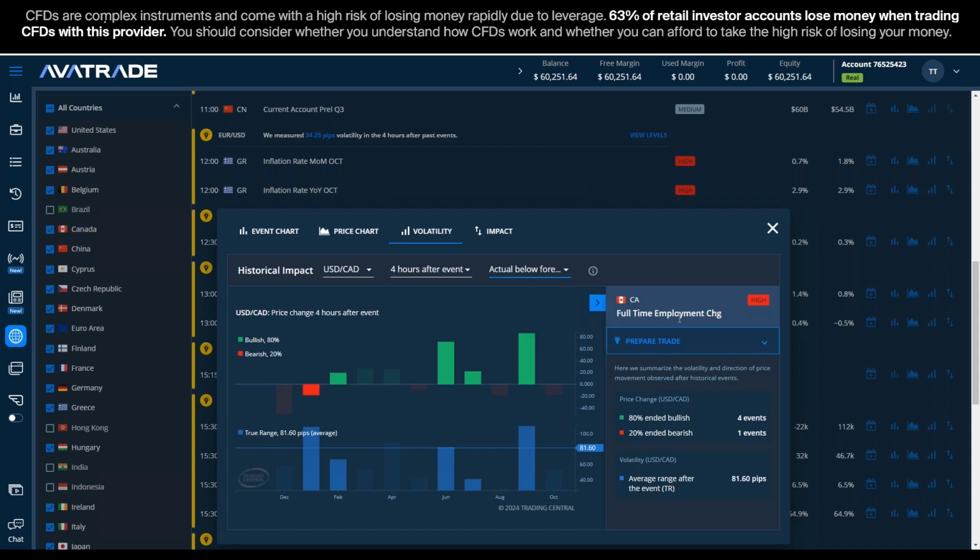So if this number comes in worse than expected, below forecast, after 4 hours, you can expect, based on the past numbers, 80% of the time, you'd win in the buy situation here going against the Canadian dollar. Only once did it go the wrong way, and look how small it went. It went a very short distance compared to the average climb of the 4 that went up.